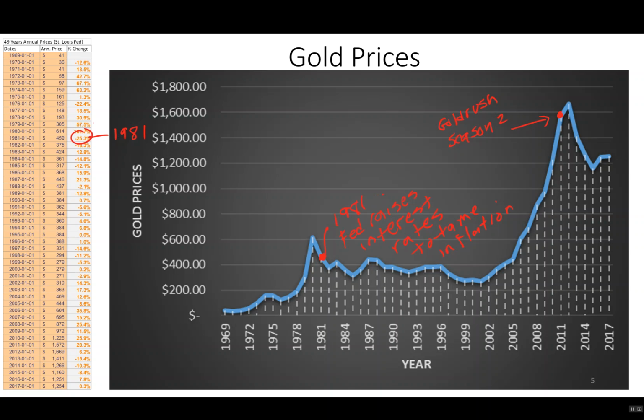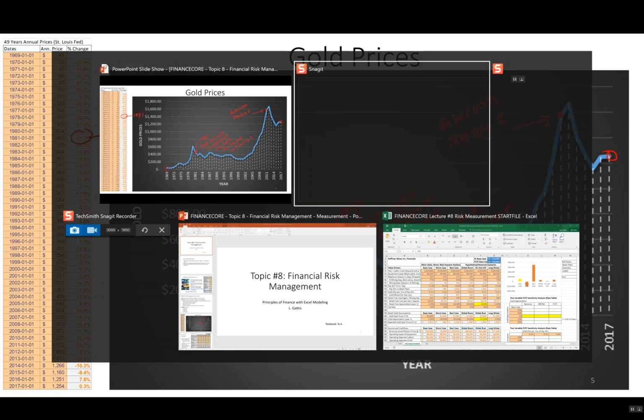What I have here is the price of gold from 1969 to 2017. I got this data from the St. Louis Fed. And what you see is there's been quite a big run-up in gold. The reason I gathered this data is I just want to see how volatile gold is. That's going to be one of our major risk factors. I've also identified the worst year. So let's go take a look at the data.